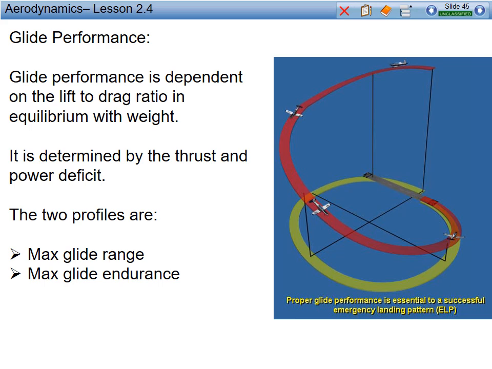Glide performance. Glide performance is dependent on lift to drag ratio in equilibrium flight. It is determined by thrust and power deficit. This is where we will find our maximum glide range and maximum glide endurance.